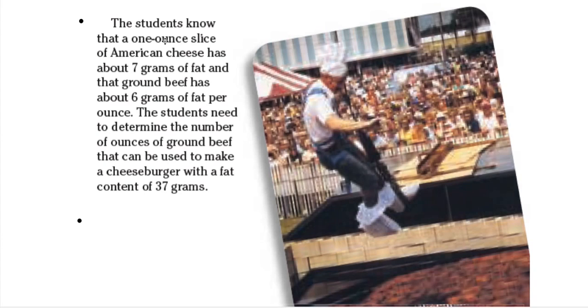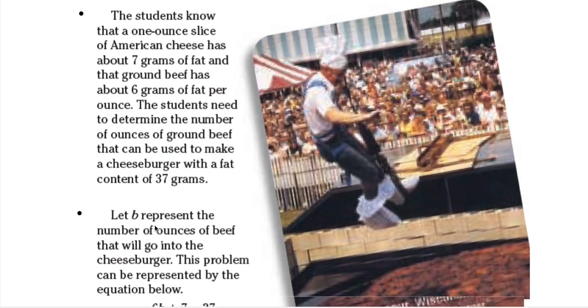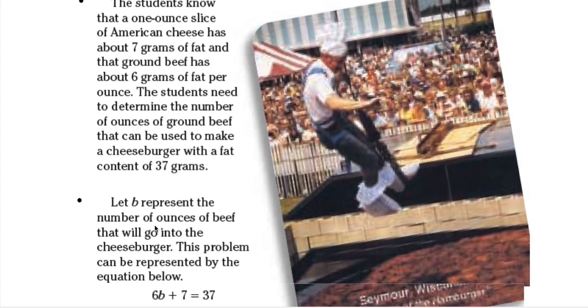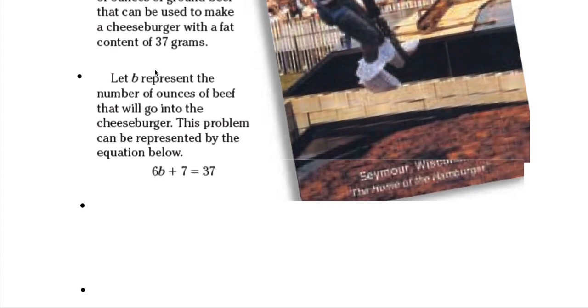Taking a look at the information in this paragraph, we can let B represent the number of ounces of beef that will go into the cheeseburger. And this problem can be represented by the equation below. 6B plus 7 equals 37, where 6 represents the 6 grams of fat per ounce, B represents the number of ounces of beef, and 7 represents the grams of fat in 1 ounce of cheese. And this is our equation right here.